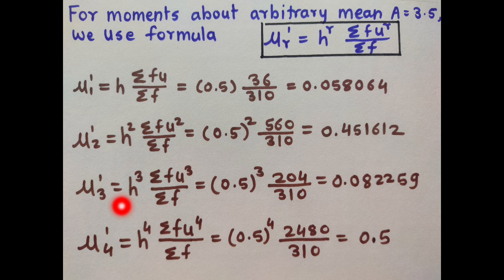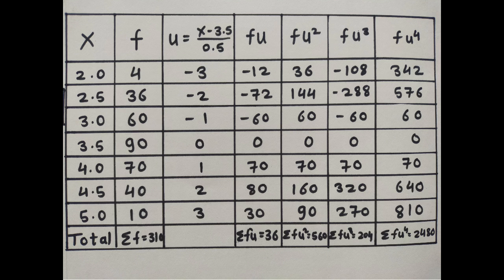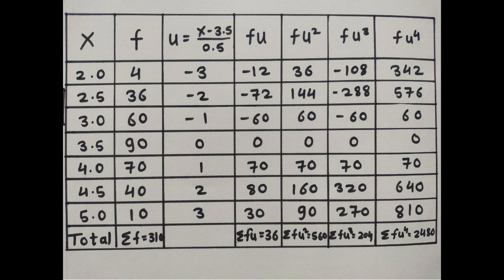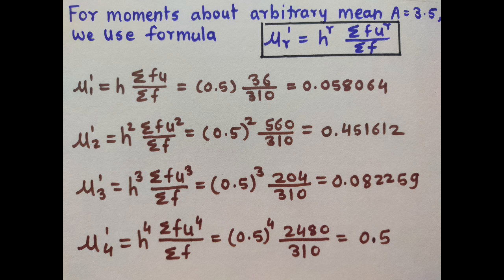If we put r is equal to 4 in this equation, then we get mu4 dash is equal to h raised to 4 summation fu raised to 4 upon summation f, that is equal to, if we put the value of summation fu raised to 4, that is 2480, and summation f is 310, then we get mu4 dash is equal to 0.5.